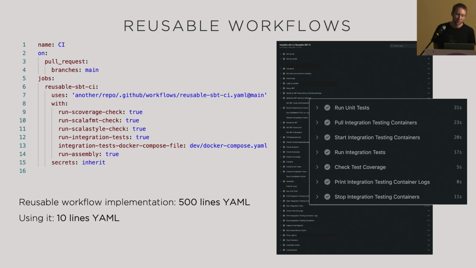Overall, the reusable workflow implementation ends up being about 500 lines of YAML, which would be a lot to copy-paste. But using it in an individual repo is only about 10 lines of YAML, which is great because we use it in virtually all of our Scala repositories.